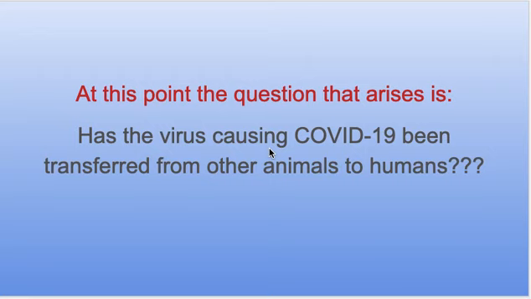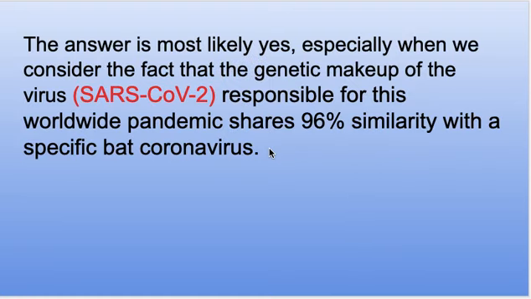At this point, the question that arises is, has the virus causing COVID-19 been transferred from other animals to humans? The answer is most likely yes, especially when we consider the fact that the genetic makeup of the virus responsible for this worldwide pandemic shares 96% similarity with a specific bat coronavirus.